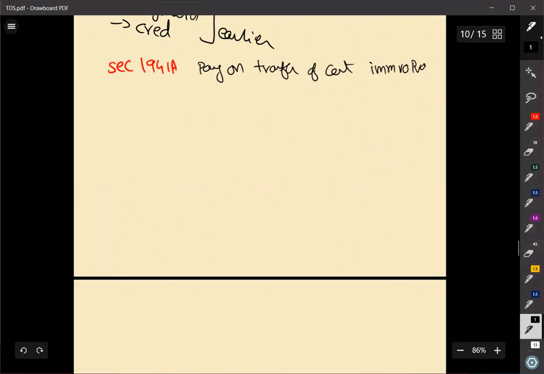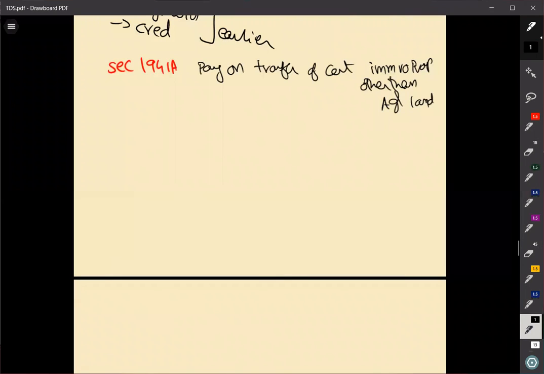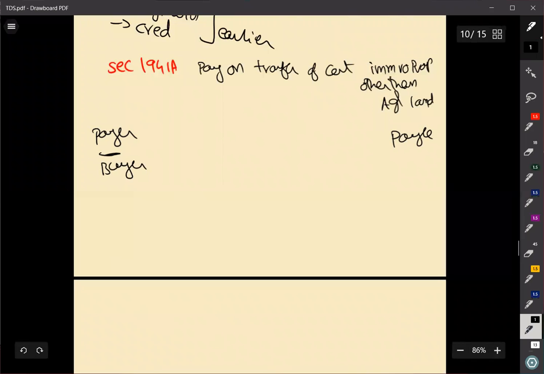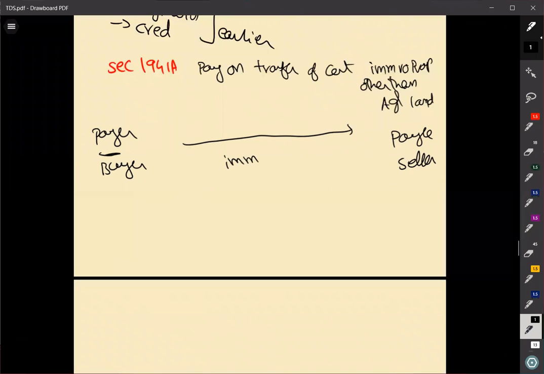And what is that property? It could be any immovable property other than agricultural land. If that immovable property is agricultural land, then 194IA is not going to be applicable. So payer is there, payee is there. Payer is the buyer. Payee is the seller, who is selling the immovable property.